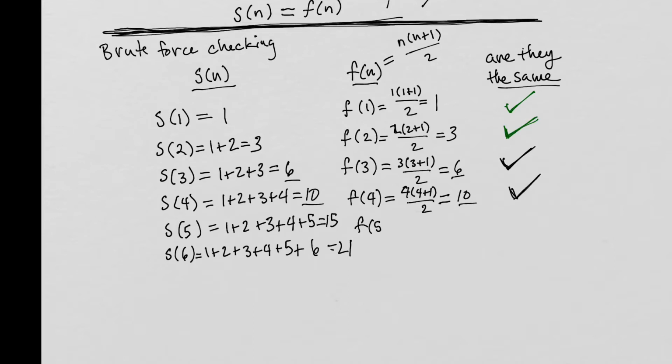f of 5, it's probably overkill at this point. 5 times 5 plus 1 over 2, that's 6 divided by 2 times 5, which is 3 times 5, which is 15. Checks out, those are the same, etc. Okay, so this is already getting a little tedious.